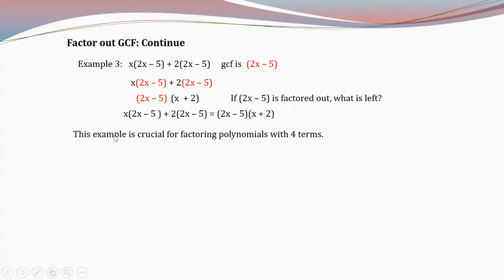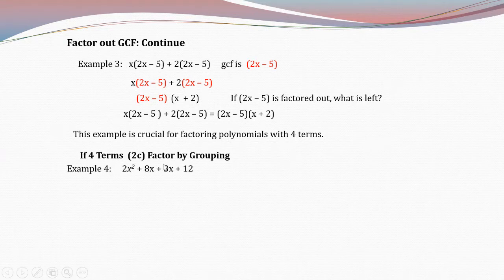This example is crucial for factoring polynomials with 4 terms, which I'm going to show you later on this PowerPoint. Okay, now, here we go. If you have 4 terms, you're going to factor by grouping. For example, this is an example from the book. You have 2x squared plus 8x plus 3x plus 12.